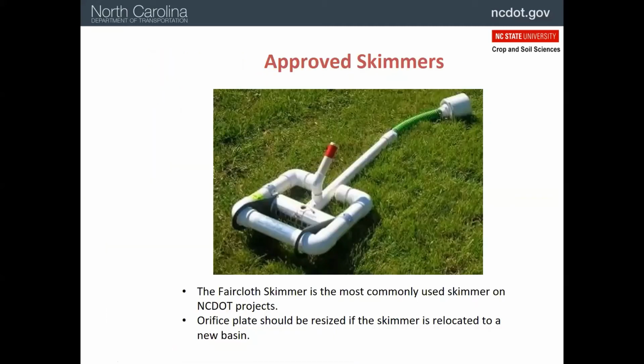So there's several that are approved for use on DOT projects. This is the Faircloth skimmer, the original one, made in Hillsborough. They actually have a robotic factory up there. You can tell the Faircloth because they've got this snorkel that you see here, and the snorkel has a piece of colored tape on it, and that tells you what size this barrel is. So that's color coded. I don't know what the color code is, but that way you know.